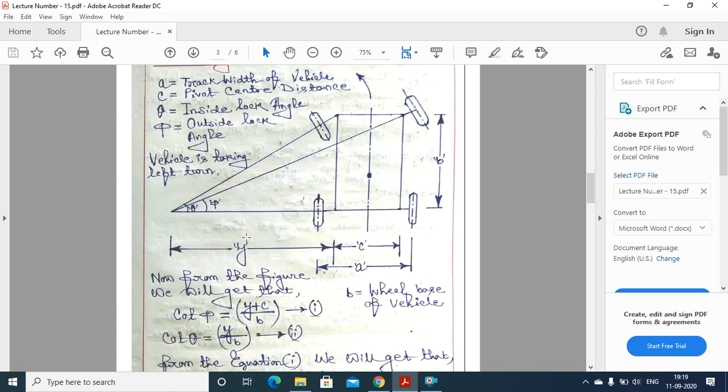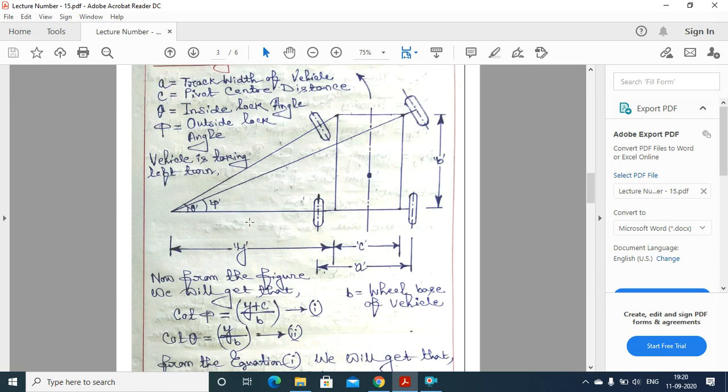Now for the turning radius, let us calculate the turning radius for the rear wheel of the vehicle. Here, tan theta is equals to what? First of all, what is the formula of tan theta? Tan theta is perpendicular by base. Perpendicular is small b and base is y.